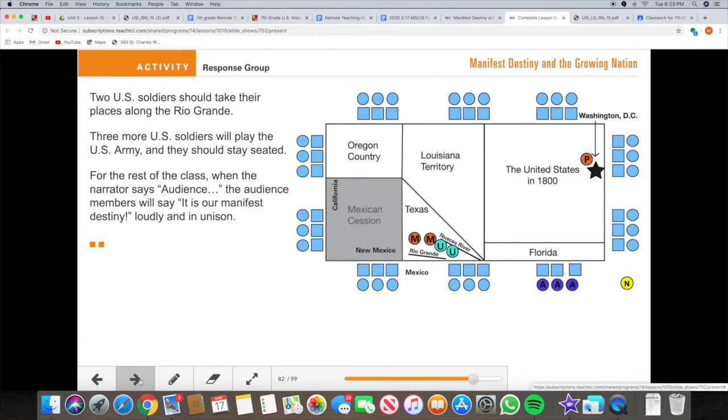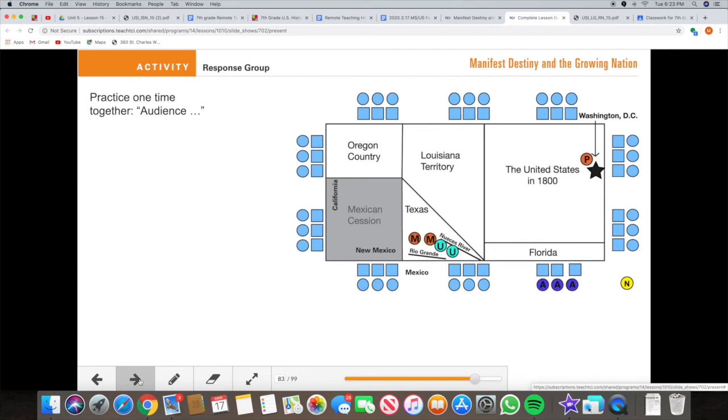All right, when the narrator says audience, the audience members will say, "It is our manifest destiny," loudly and in unison. Well, to say this in unison is easy because it's scream. Good. Let's practice together, audience. It's our manifest destiny.